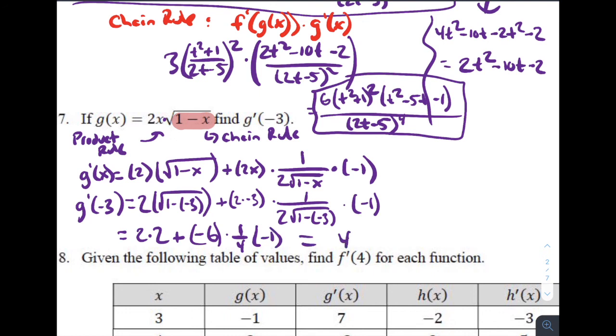That negative 6 times that negative 1 is positive 6, so that's plus 6 over 4. So 4 plus 3 over 2, that's going to be 11 over 2 as our answer for problem number 7.